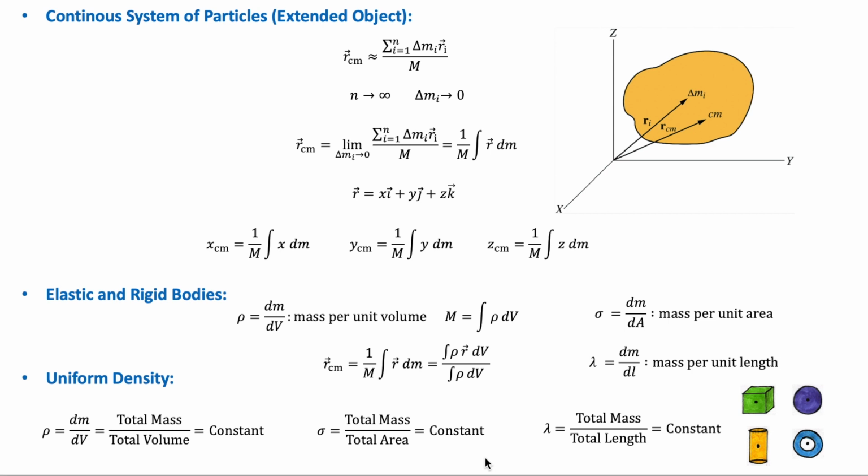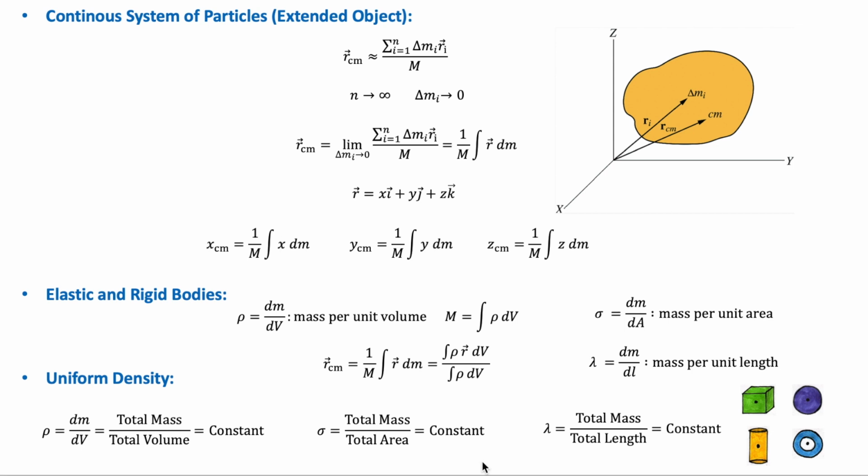So an object is known as an elastic deformable object if the separation between its particles changes when a force is applied to it. But if the change or deformation is so small that it can be neglected, then the body behaves in a way that is known as a rigid object.